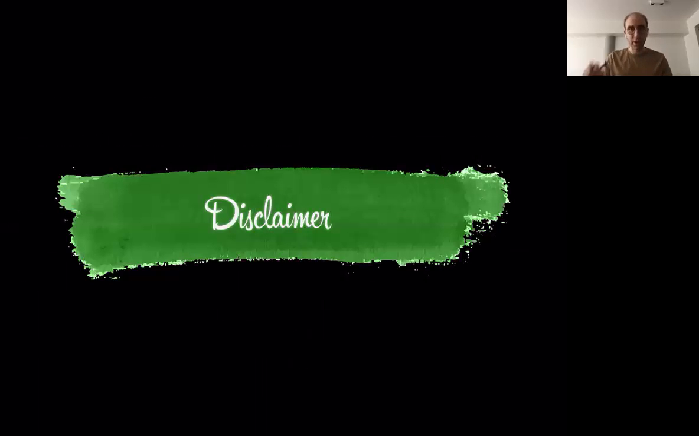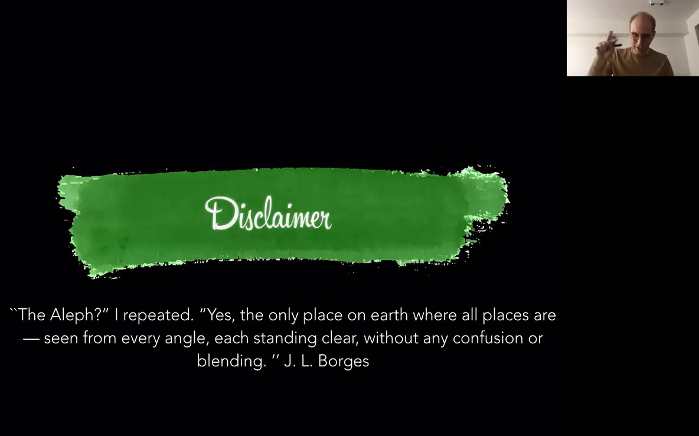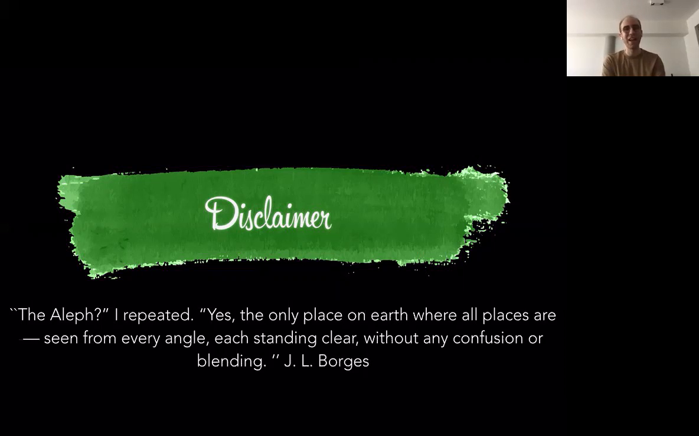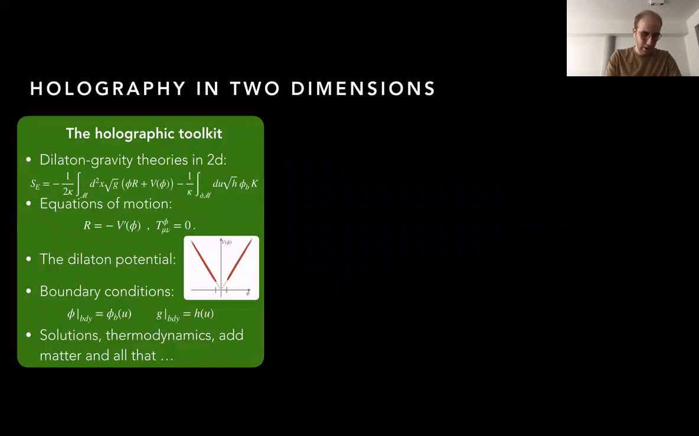So let me finish here my disclaimer. I don't want to be less than Tomás. My last point of this disclaimer will be that this will be some kind of realization of Borges' The Aleph, where there is this one point. The boundary will be this point that has this quantum mechanical theory, where all other places of our universe will be seen from every angle, each standing clear without any confusion or blending. So, end of my disclaimer.